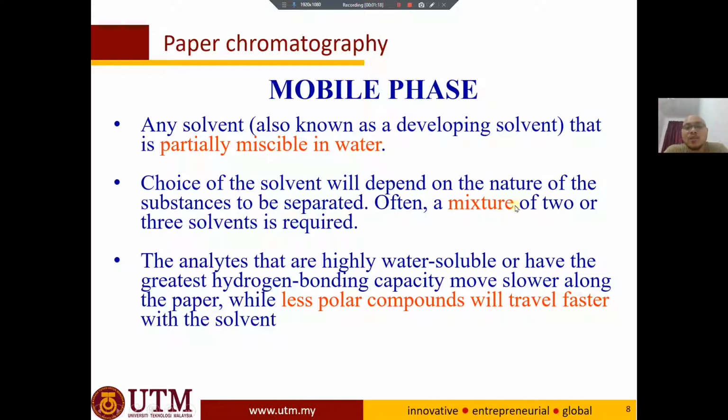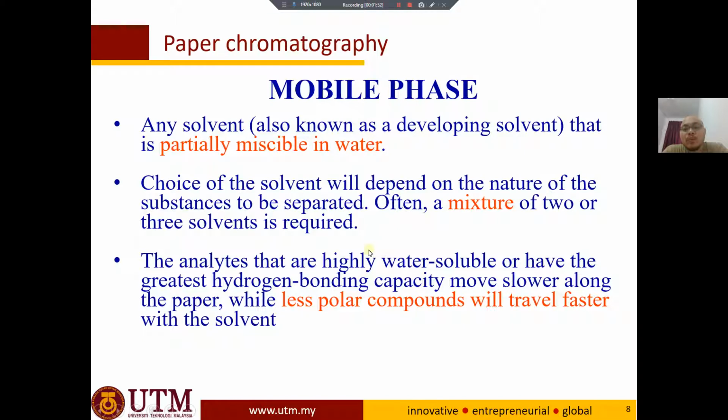Okay, so let's go one by one here. The choice of solvent will depend, which we already described. Often a mixture of two or three solvents is required. Sometimes we modify it, so it is not a pure solvent. For example, we are not using pure hexane, or, for example, pure methanol. Sometimes we adjust the speed of what we call the paper development. Later on we will discuss how we actually perform paper chromatography. Maybe after that you can come back to this slide and read it after you understand the flow, how to actually perform paper or TLC.